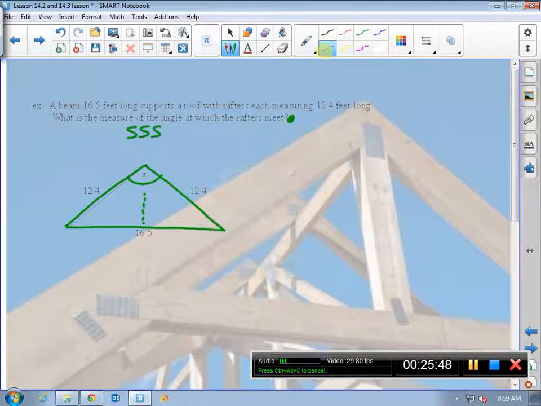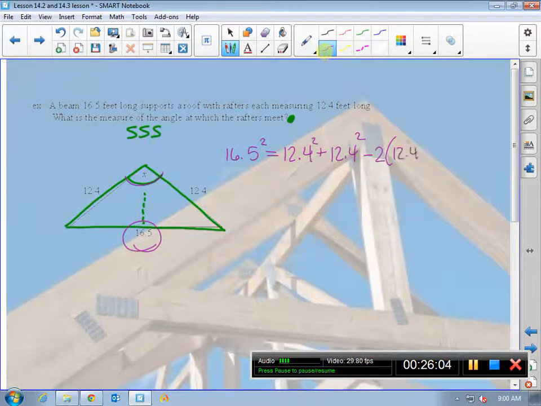Last one. Since it's this angle we're looking for, we're going to start with this side. 16.5 squared equals the other side squared plus the third side squared minus 2 times each of those, and the cosine of the angle I'm looking for. Make sure that angle is across from this side, and you're set to go.